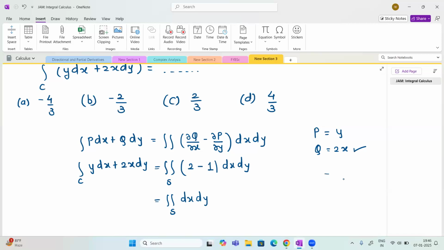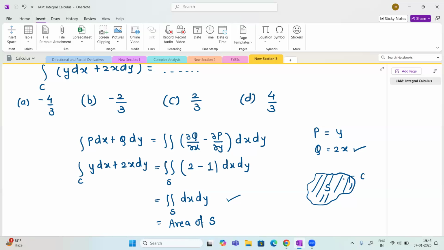Okay, so let us try to understand the relation between C and S. C is a closed curve, and S is the region bounded by C. So this is the relation between C and S. Whatever we have got in this step, there is no function, which means it represents the area of S. Agree? Sir, can you repeat?